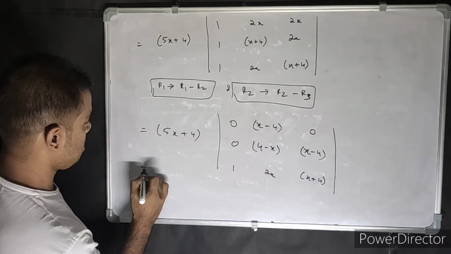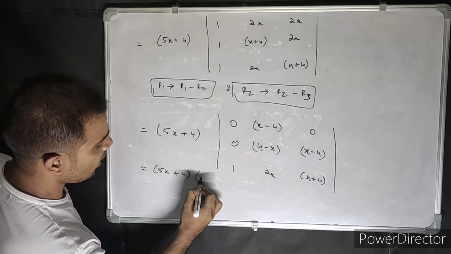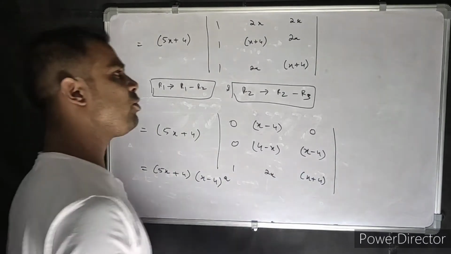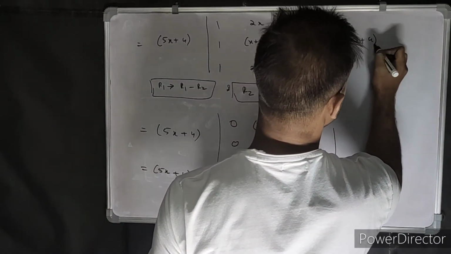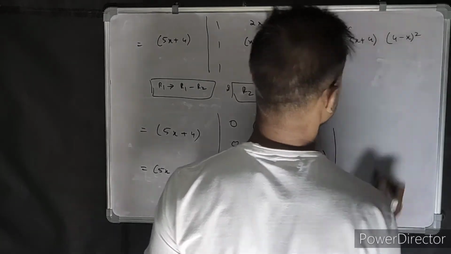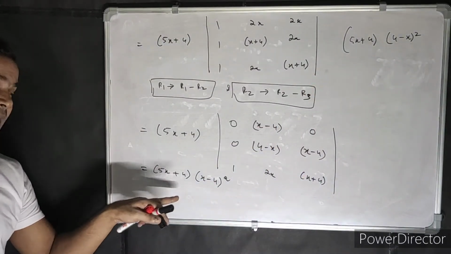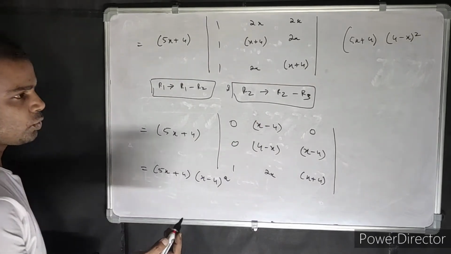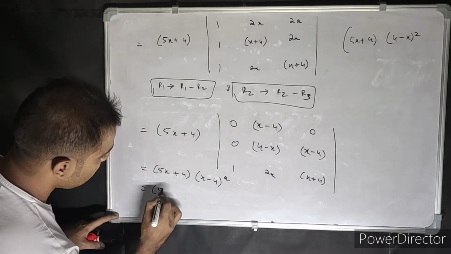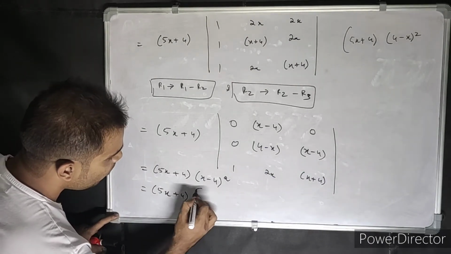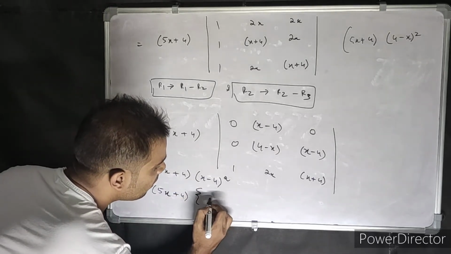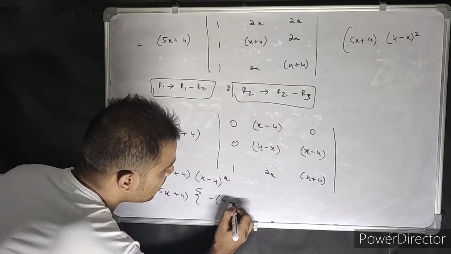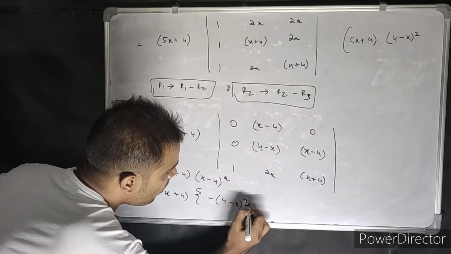So now you're left with what? This into this. So 5x plus 4 and x minus 4 into x minus 4 is x minus 4 whole square. But you still haven't proved it, because what you have to prove is 5x plus 4 and 4 minus x whole square. So what are you going to do now from here? Very simple, students. Watch this step. This is 5x plus 4. Put a curly bracket. Take out a minus sign common. If you take out a minus sign common, then this minus 4 becomes plus 4 and this plus x becomes a minus x, and square the whole thing.